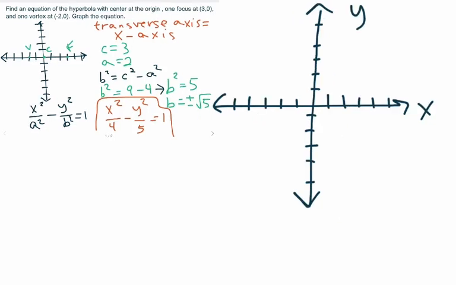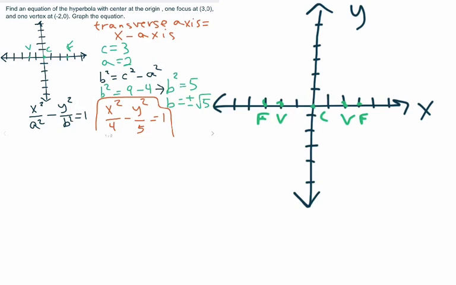Let's plot our known points. Center at (0, 0), vertices at plus or minus 2, 0, foci at plus or minus 3, 0. But we're not quite ready to graph our hyperbola. We still need to find additional points.